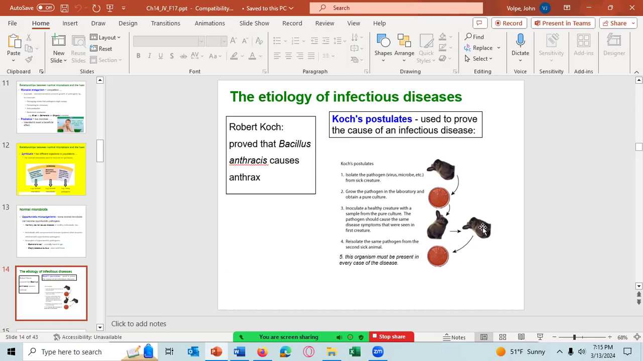If that patient becomes sick, that's an indication that this microbe causes the same disease. But then you also have to show that you have that microbe in the sick individual. And if all of these steps are met, then you can say that this microbe causes this disease. And Robert Koch used this to show that Bacillus anthracis causes the disease anthrax, the first bacteria shown to cause disease. Any question about any of that?